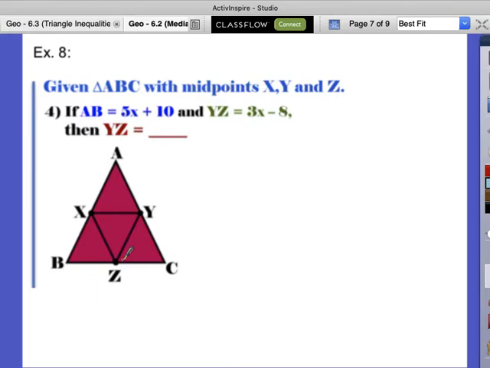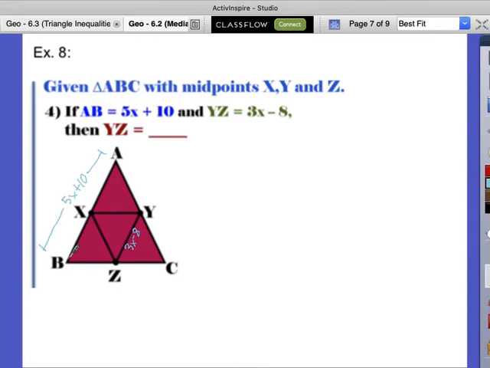So we're told here, let's label this information. We're told segment AB is 5x plus 10. So I'm going to label that. Let's label that with me, please. A good first step is labeling that information. And we're told that YZ is 3x minus 8. On yours, it might be better to write it off to the side up here and draw an arrow in, okay? Now what do we know, since YZ is a mid-segment, about this length compared to AB?